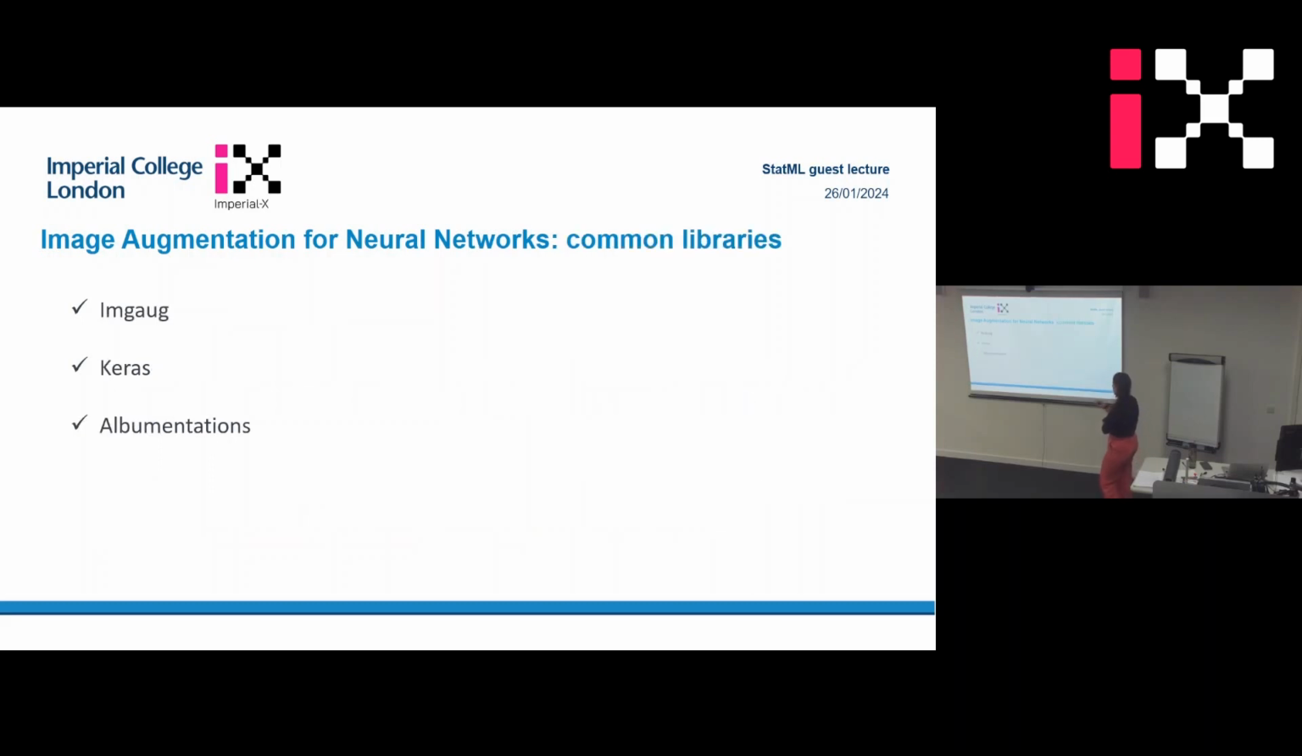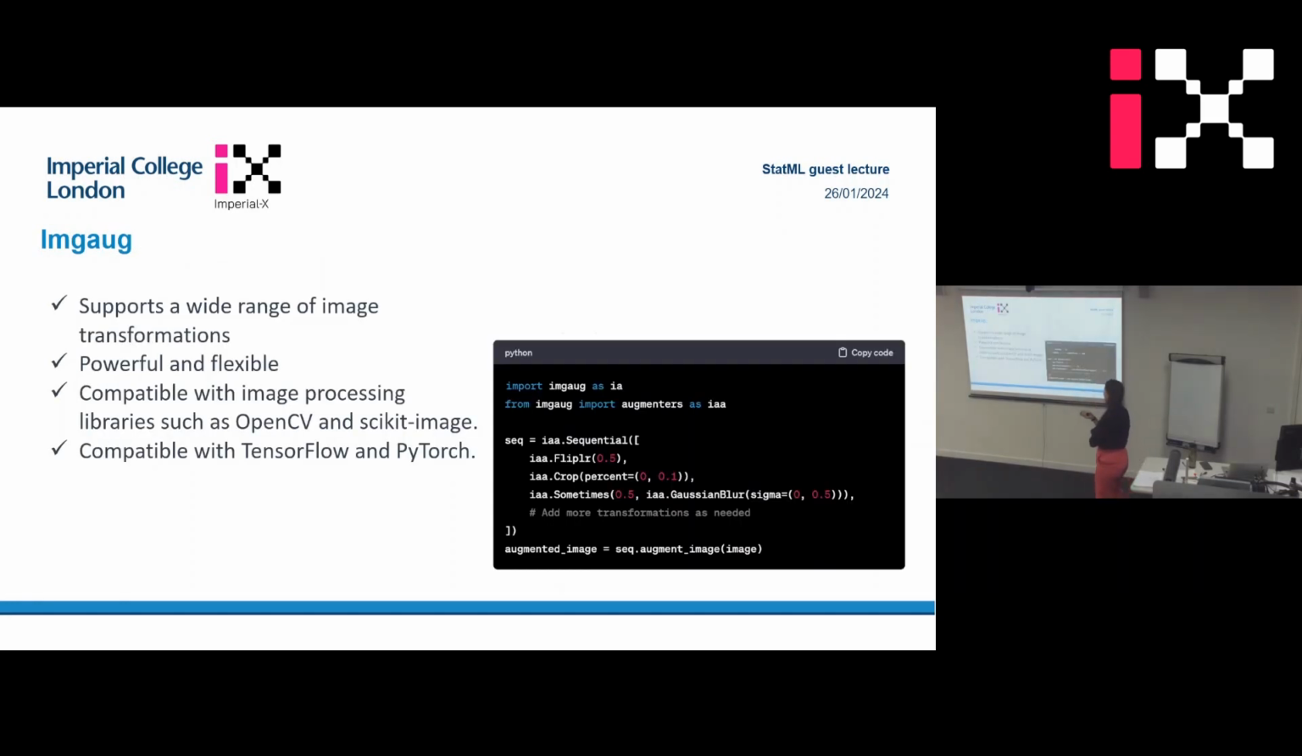So these are the three most common libraries that you can use in Python for image augmentation: Imgaug, Keras, and Albumentations, which is the one I'm using. I'm not going to say much about Imgaug and the Keras one. Basically, they are very powerful and flexible. They support a very wide range of image transformations, and they're compatible with TensorFlow, PyTorch, OpenCV, everything. And as you can see, it's a very easy thing to do.